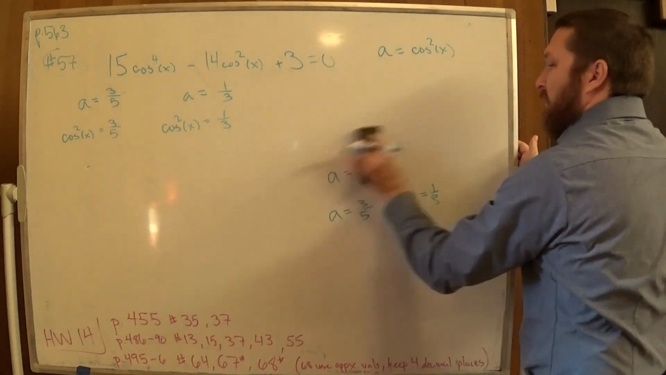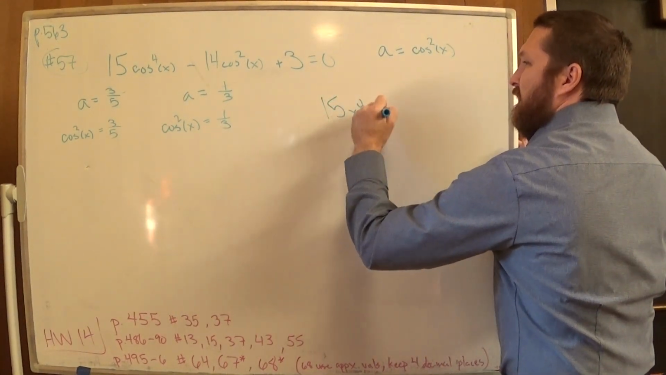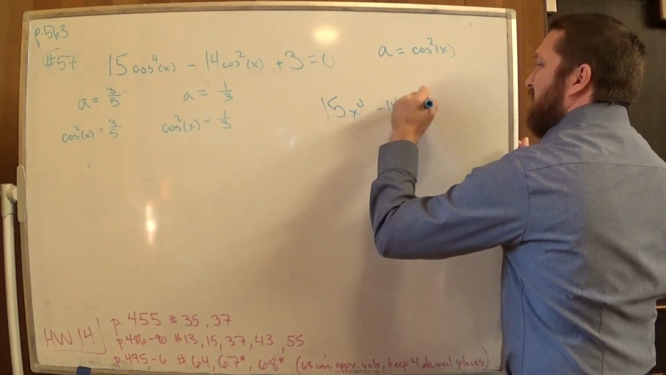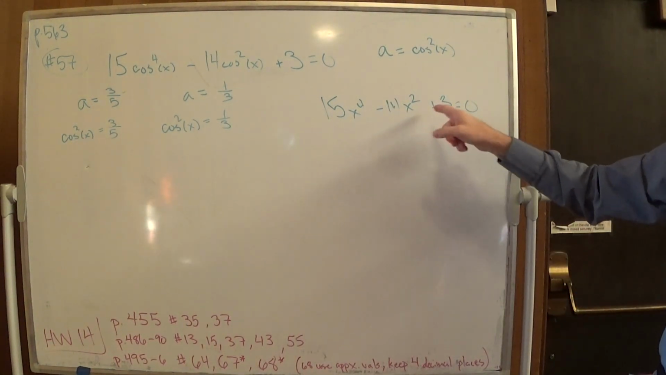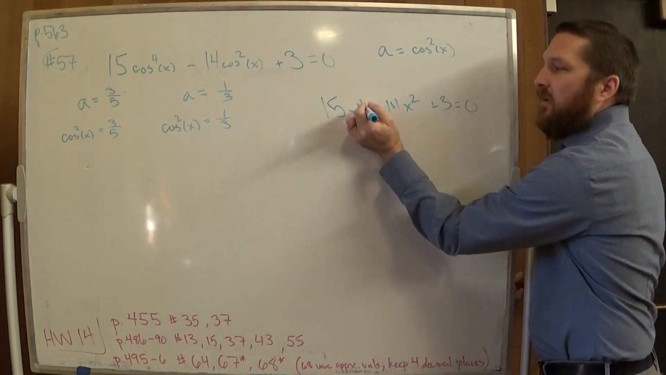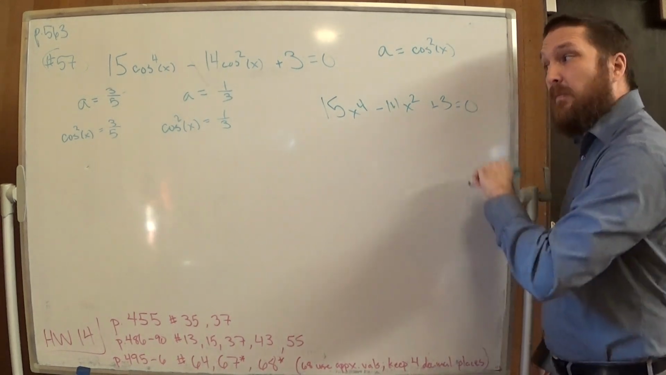But here's what we're going to do, right? Because if this were 15x to the fourth minus 14x squared plus 3 equals 0, we'd say, well then, there's 4 roots to this. We know that from the fundamental theorem of algebra, right? It might be the case that some of them are complex.